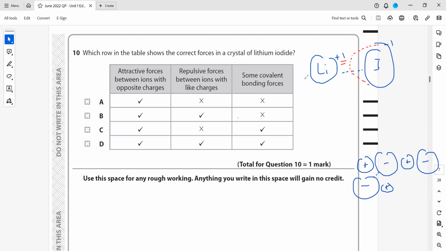So some covalent bonding like this distortion results in some covalent bonding. So that's why D is the right answer. So even if we have an ionic compound, ionic compounds also have covalent nature.